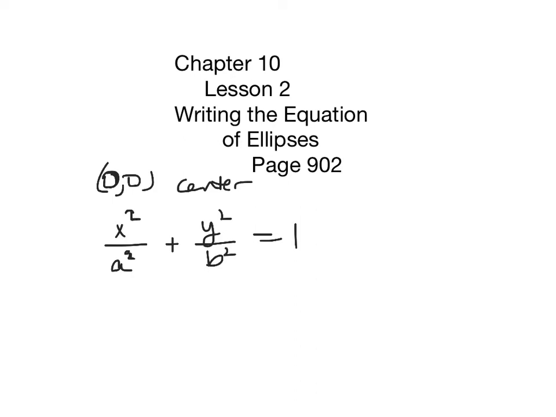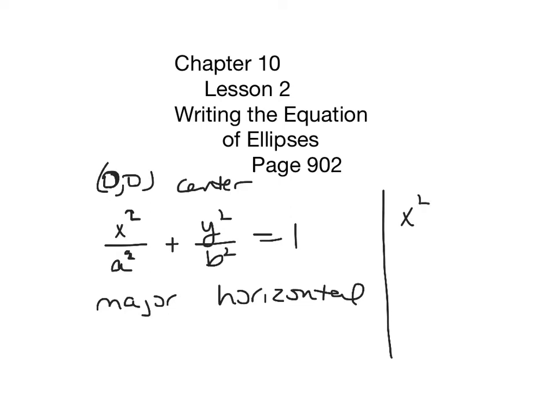Now, this would tell me that because my a squared is under the x squared, my major axis is horizontal, or the x-axis is going to be the major axis. Now, if the a squared is under the y squared, this tells me that my major axis is going to be vertical. This is the standard form of the equation when the center is at the origin.